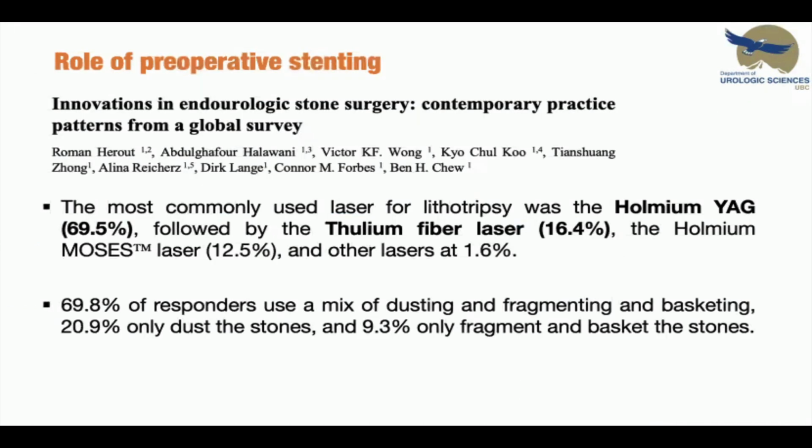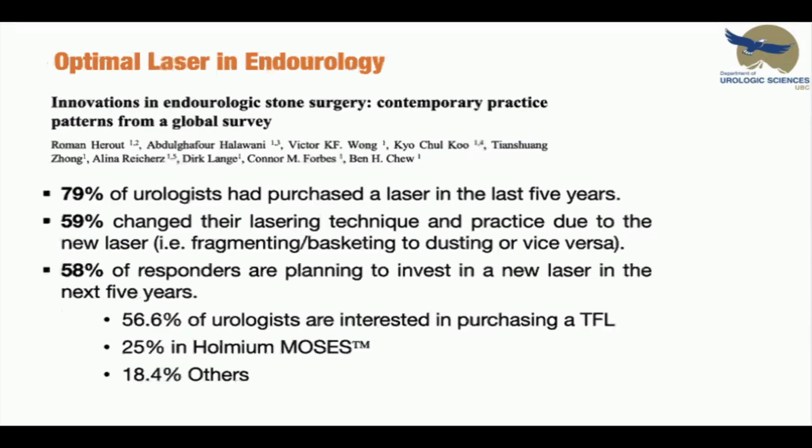Back again to our survey, we can see that the most commonly used and available laser in practice is Holmium YAG, followed by thulium fiber laser, and then Holmium Moses. 69.8% of those who responded to our survey use a mix of dusting, fragmentation, and basketing. 20% only dust stones, 9.3% only fragment and basket stones.